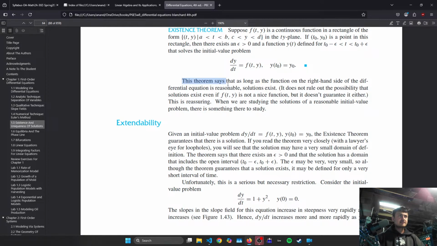This theorem says that as long as the function on the right-hand side of the differential equation is reasonable, solutions exist. It does not rule out the possibility that solutions exist even if the conditions fail, but it just doesn't guarantee it.